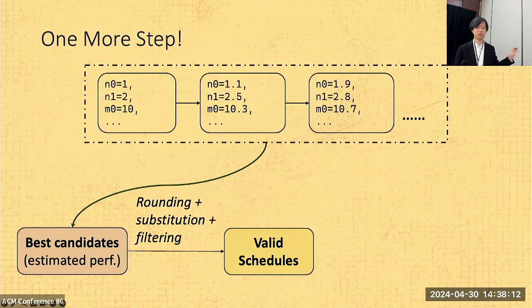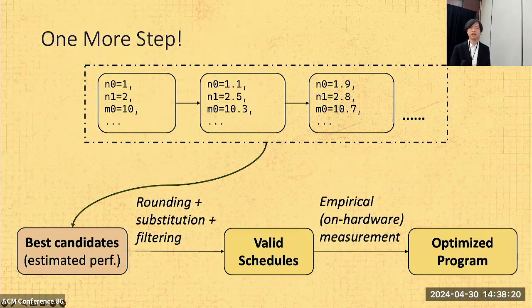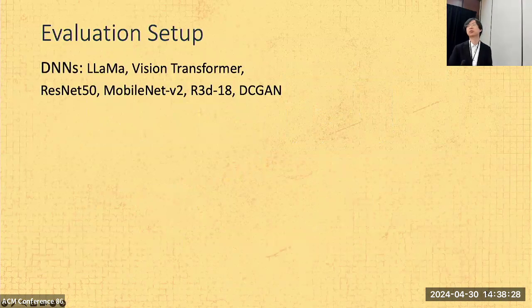You substitute them into the symbolic schedule to get a concrete schedule. And then you double check if they are all valid schedules. And then last thing, you take these valid schedules, you measure them on the actual hardware that gives you the optimized program. Let me show you the results we have.